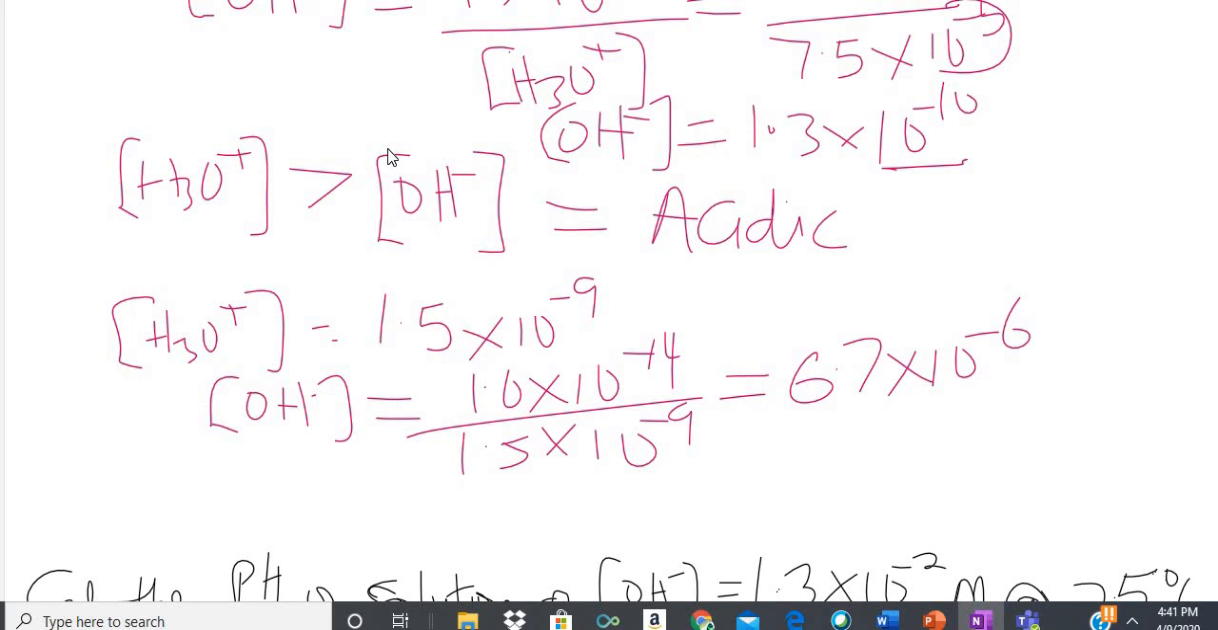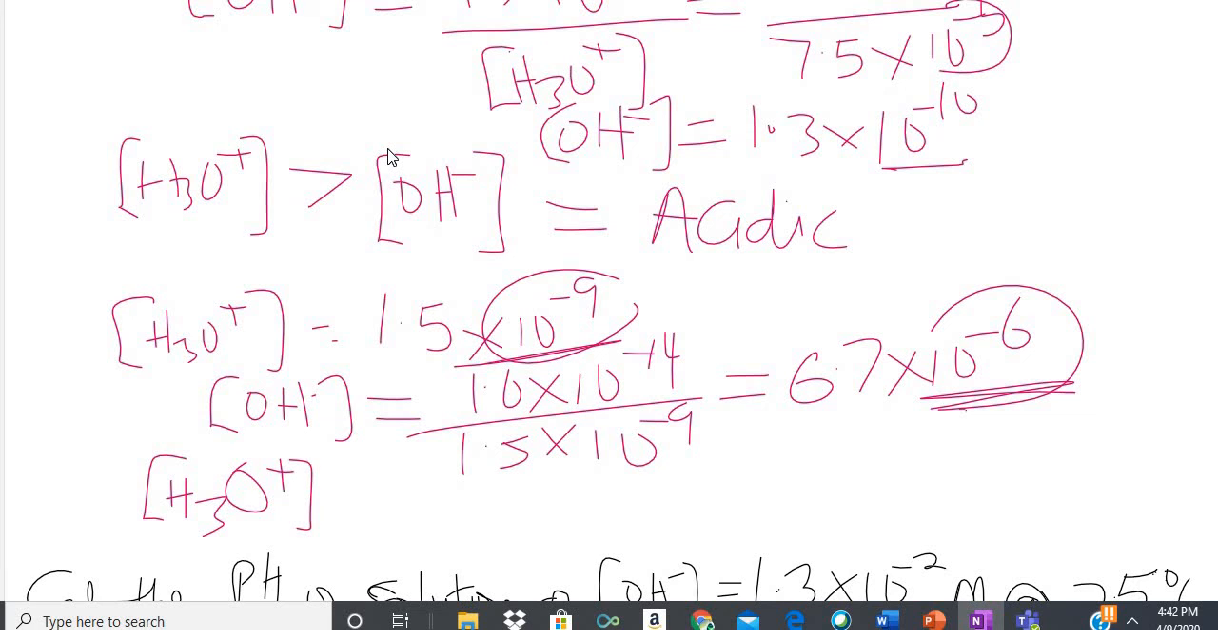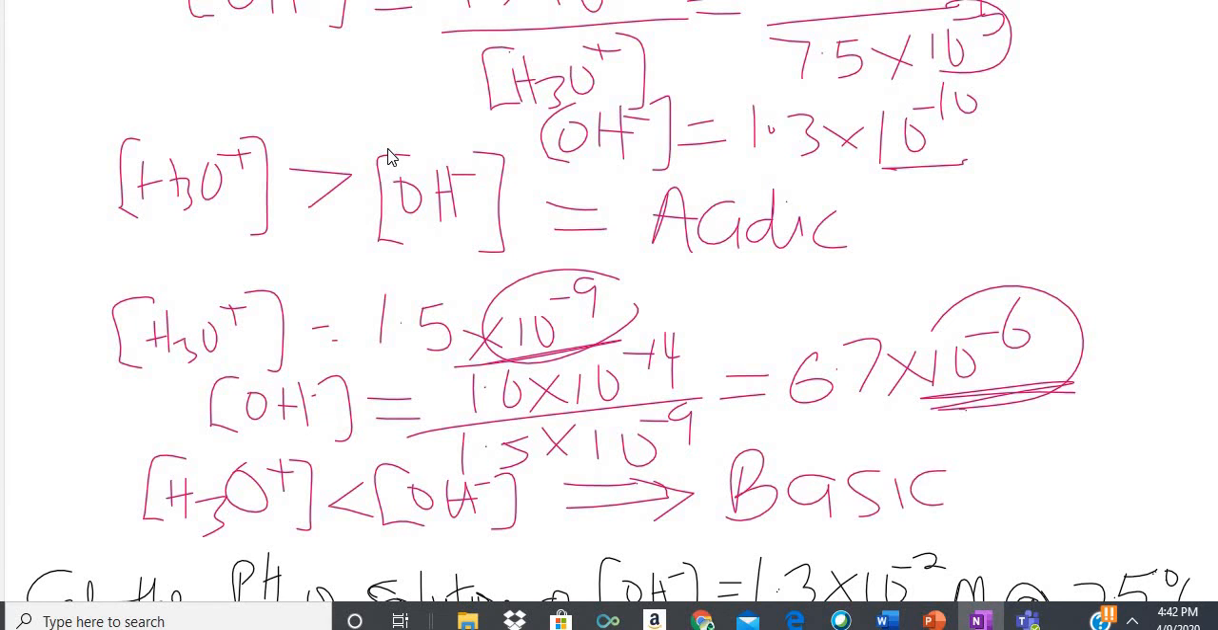Again, we compare that. We're going to see that this one looks bigger. The hydroxide ion concentration is bigger than the hydrogen ion concentration. We now say our hydrogen ion concentration is less than our hydroxide ion concentration. And if that is true, it means that our solution is basic. Right.